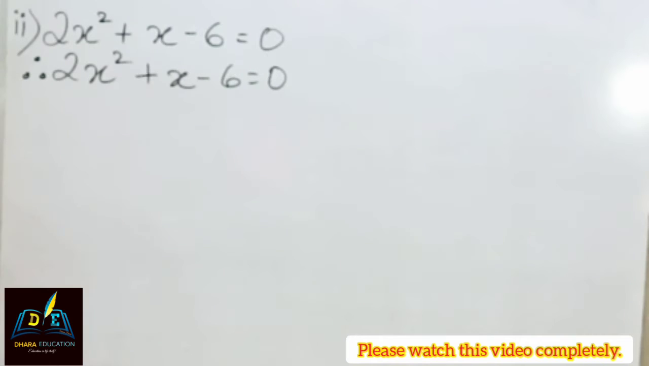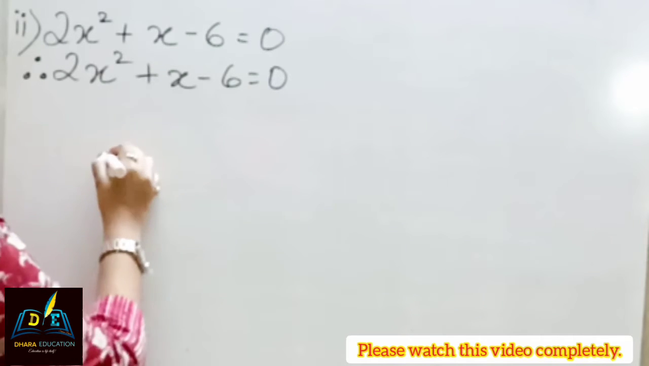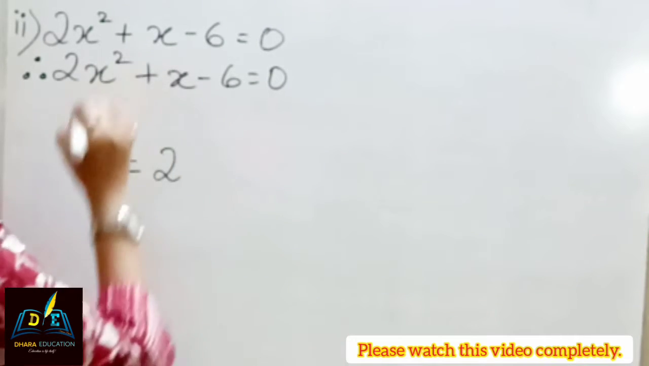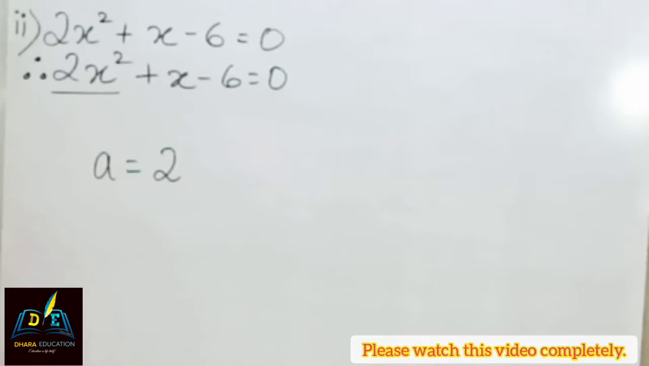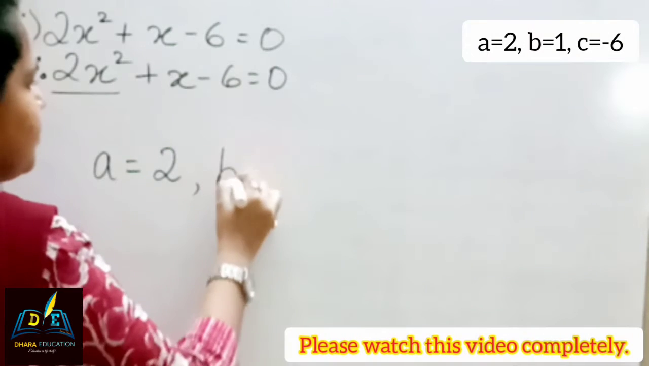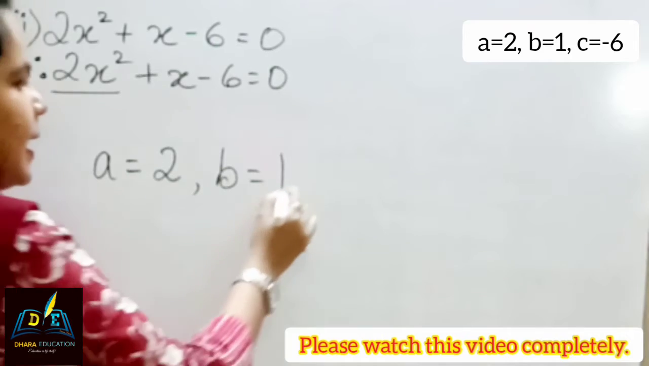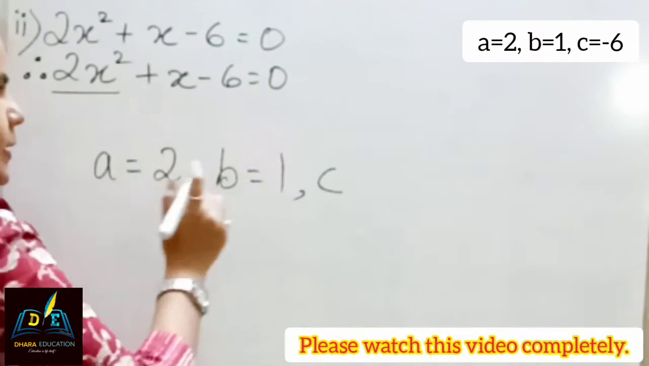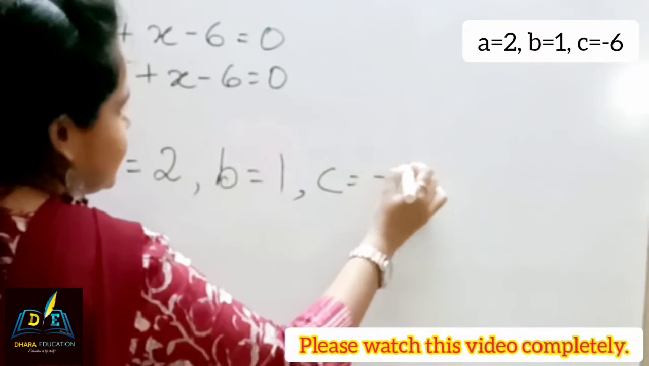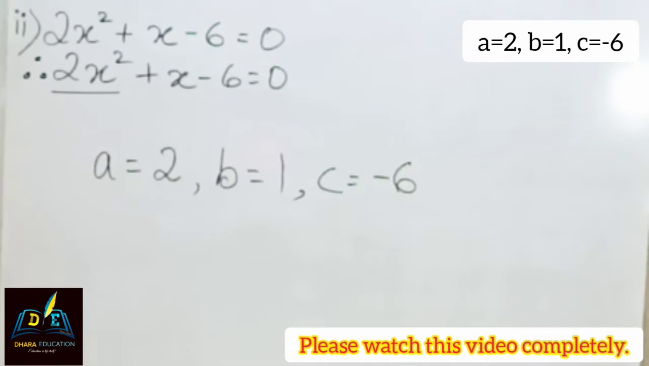Now we need to classify the terms with a, b and c. How are we going to do that? a equals 2 here because 2x² is there, correct? b equals 1, alright? And c, which is the constant term, is minus 6, okay?